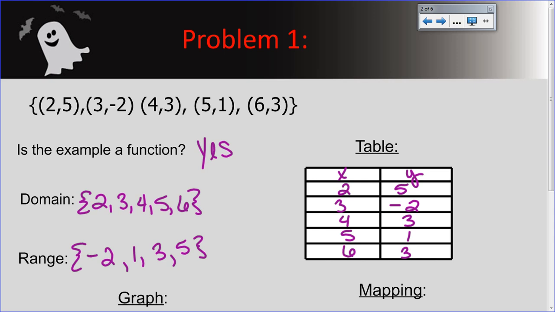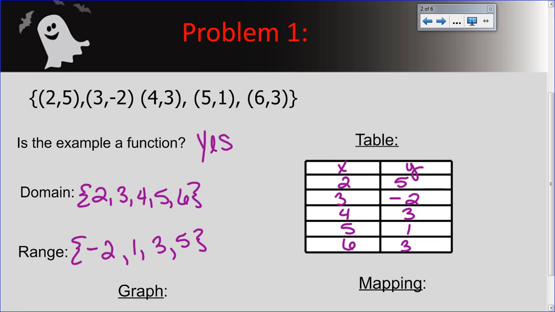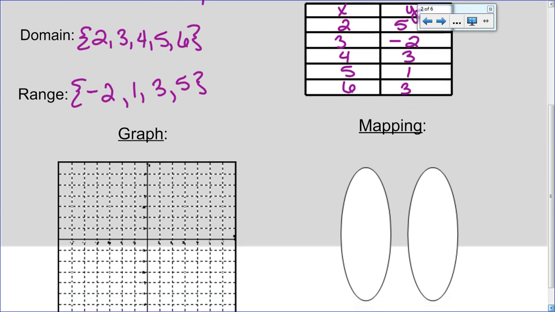Now, there are multiple ways to represent a function or a relation. There are several ways to do it. One way is to write it as a list of ordered pairs, which is what they gave you as the problem. The second way is to put it in a table, which happens to be my favorite way because I feel like it's very easy to see things from there. The next way is to do it as a graph or as a mapping. So we're going to do the graph first.